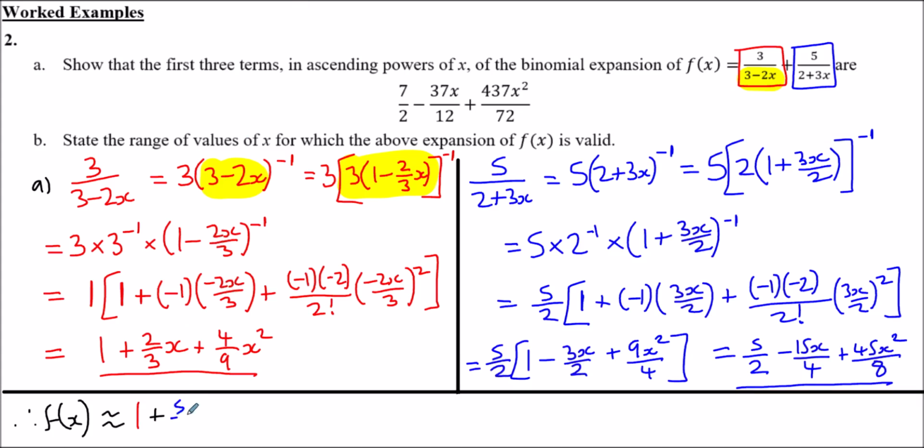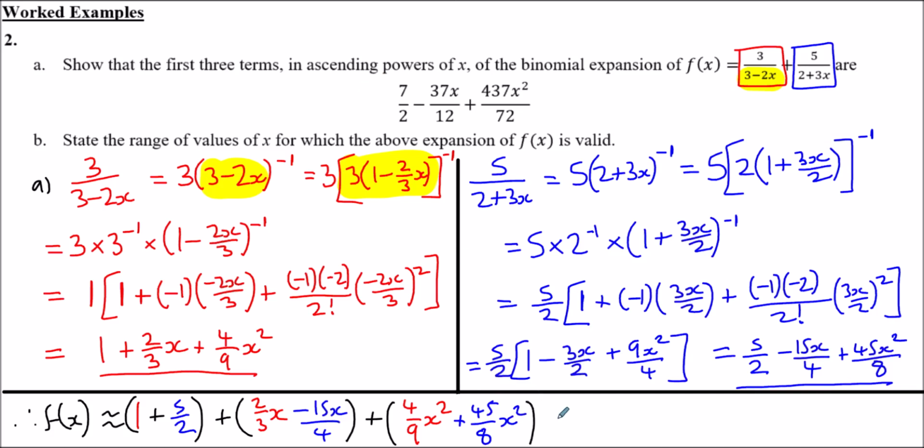So that's the constant term. We then have 2/3 of an x minus 15x over 4. And finally, the x squared terms, we have 4/9 of an x squared plus 45 over 8 x squared. So the calculator can work out these fractions for us, which is obviously very convenient.